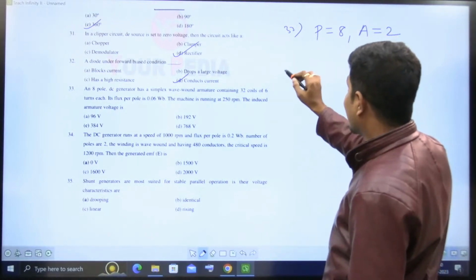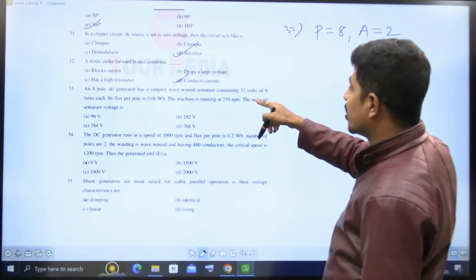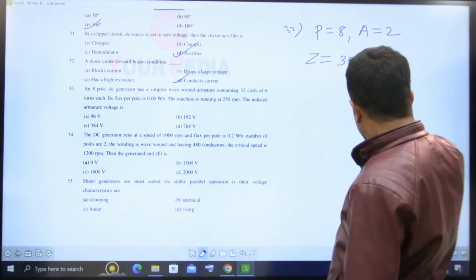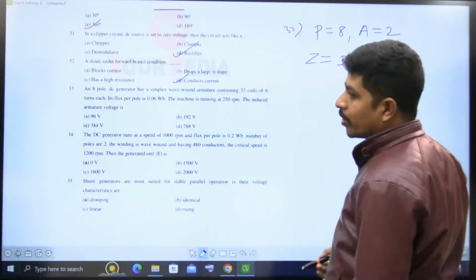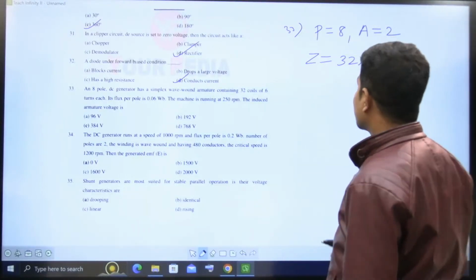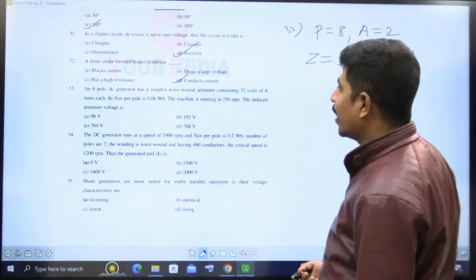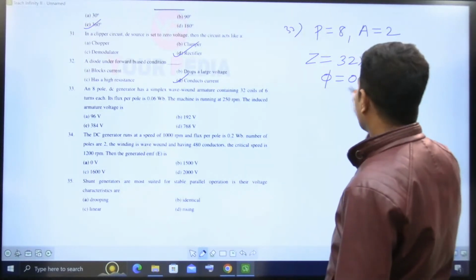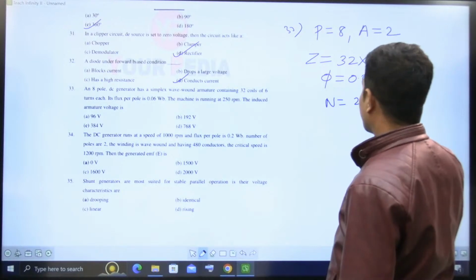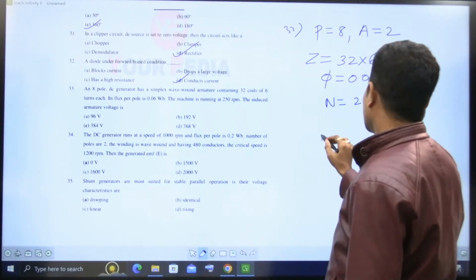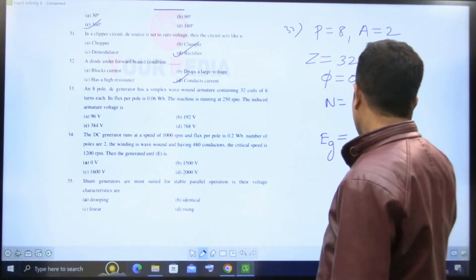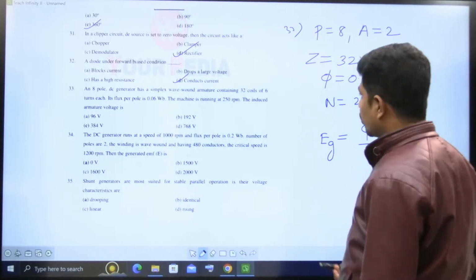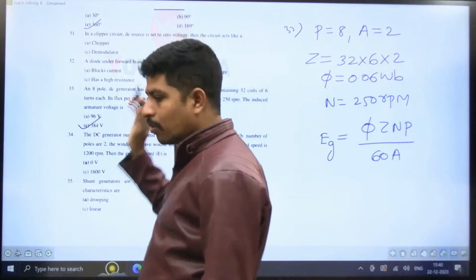It contains 32 coils of 6 turns each. One coil means the total number of conductors is 32 into 6 turns into 2 conductors per turn. Therefore, total number of conductors Z is equal to 32 into 6 into 2. The flux per pole is 0.06 Webers. The machine is running at 250 RPM. Then the armature voltage, generated EMF, is E equals phi Z N P by 60A. You substitute it, you must get the value of 384. Good.